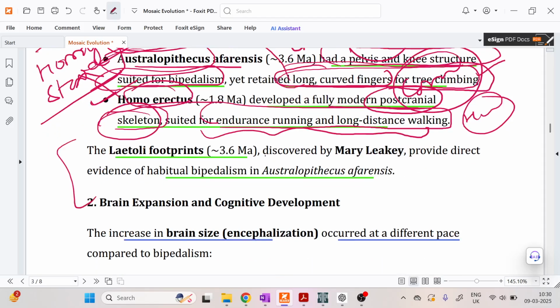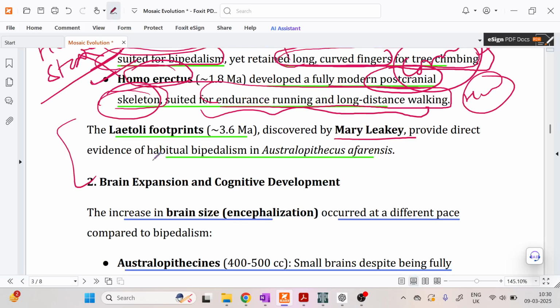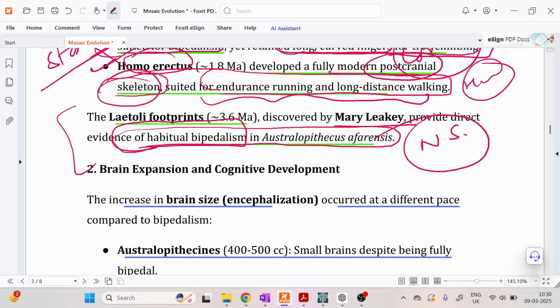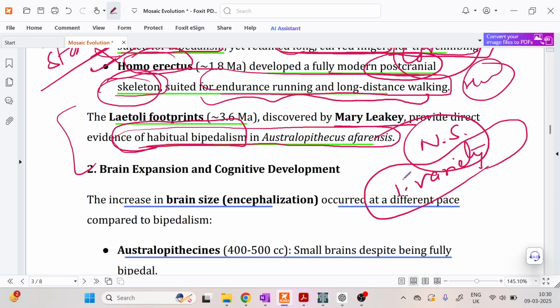Then the Laetoli footprints were discovered by Mary Leakey. They provide direct evidence of habitual bipedalism in Australopithecus afarensis. So habitual bipedalism, here I would like to highlight how natural selection works. So when I uploaded the natural selection video, I talked about a few conditions on which natural selection acts, and the first of which is variety or variations. Natural selection will act only when there are variations and variety in a particular species.